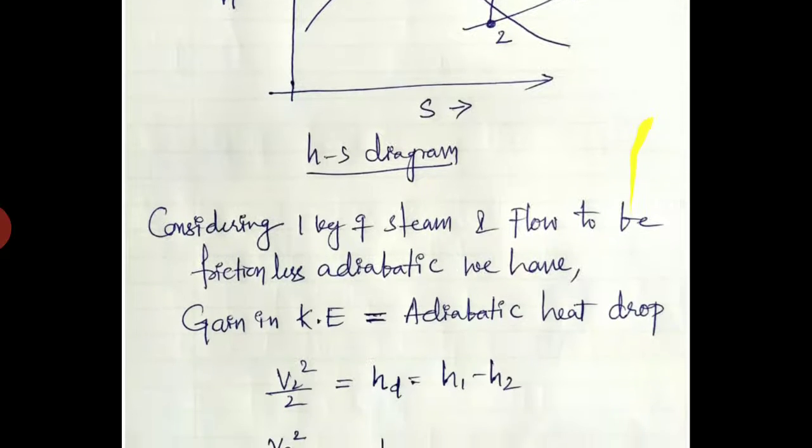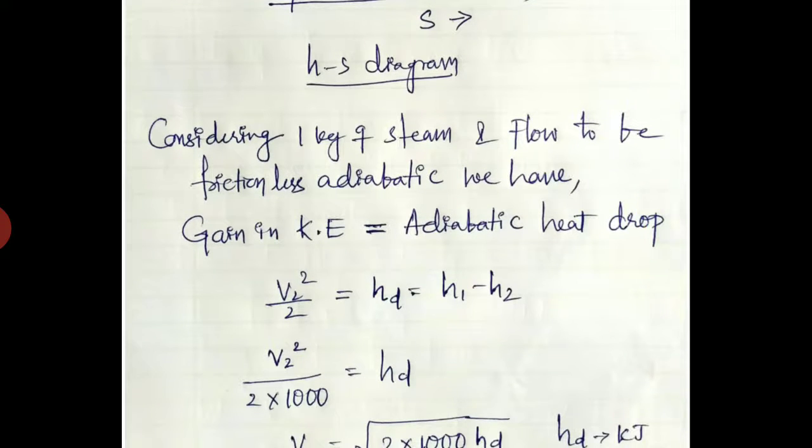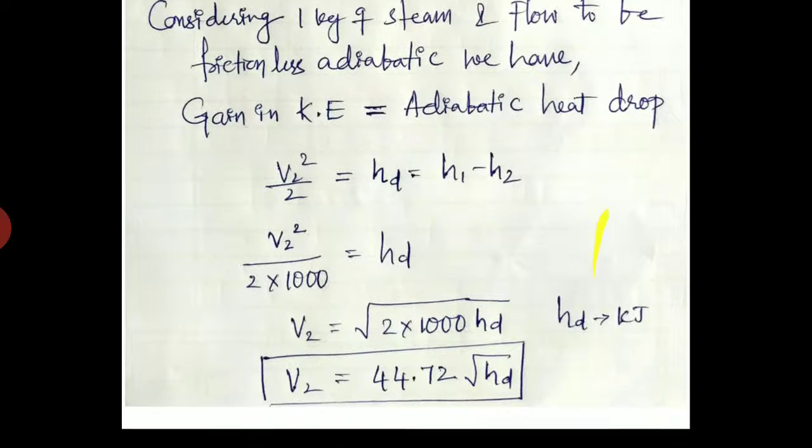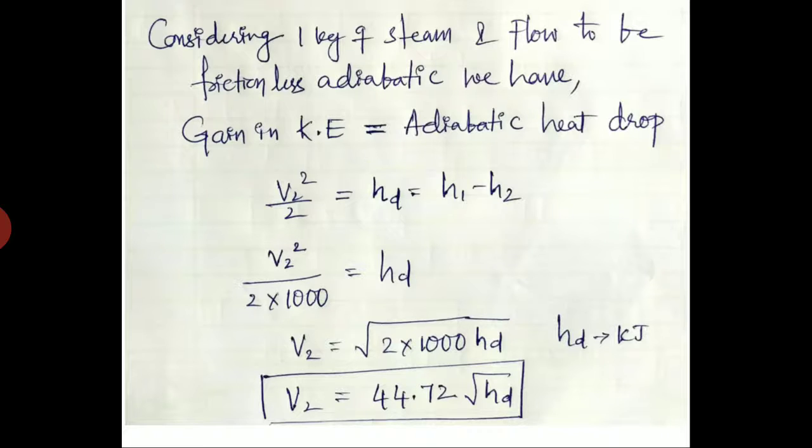Okay. So considering 1 kg of steam flow to be frictionless adiabatic, the gain in kinetic energy is equal to the adiabatic heat drop, because from entrance to exit, kinetic energy keeps changing. So gain in kinetic energy is equal to adiabatic heat drop. Therefore, the kinetic energy can be written as V square by 2, and we are considering V2 here because V1 is neglected. So that is equal to HD.